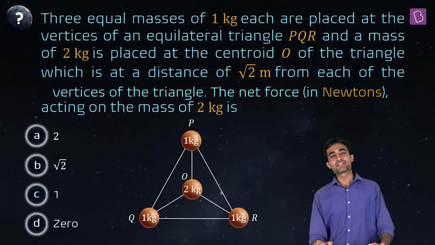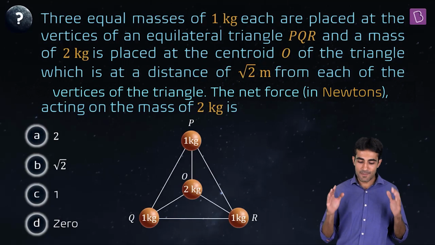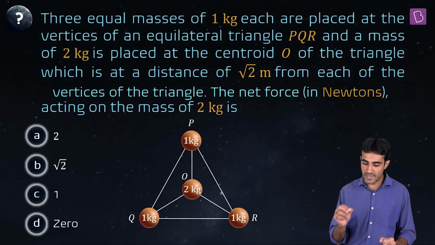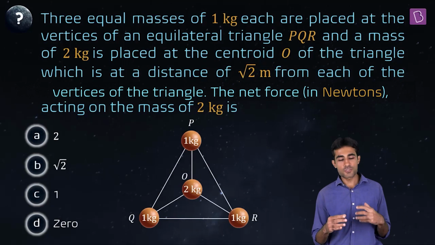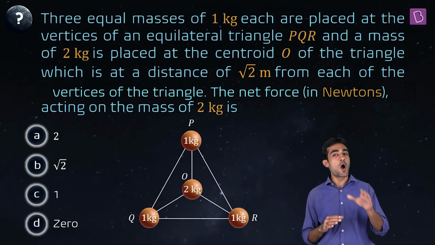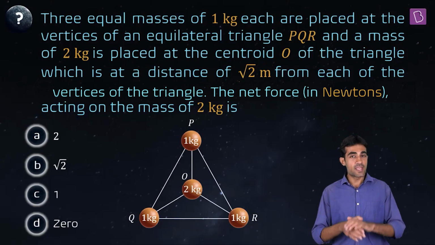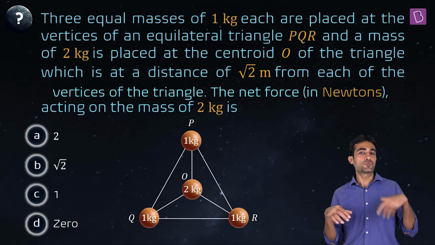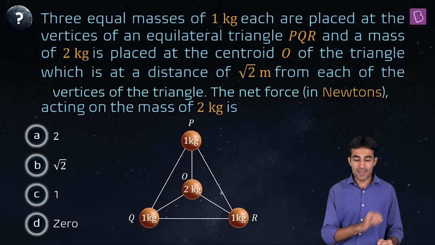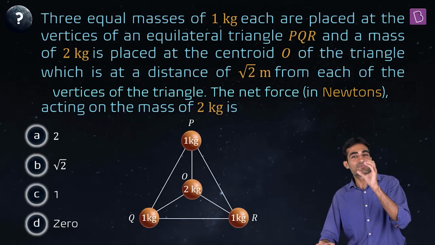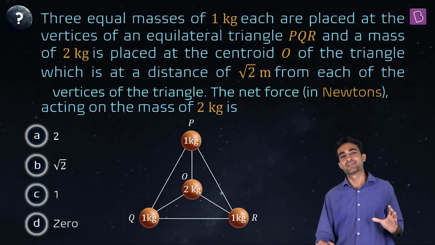3 equal masses, 1 kg each, are placed on the vertices of an equilateral triangle PQR, and a mass of 2 kg is placed at the centroid O of the triangle. So we have an equilateral triangle. On the vertices of this triangle, we have 3 equal masses of 1 kg each. And at the centroid, a very special mass 2 kg is placed.